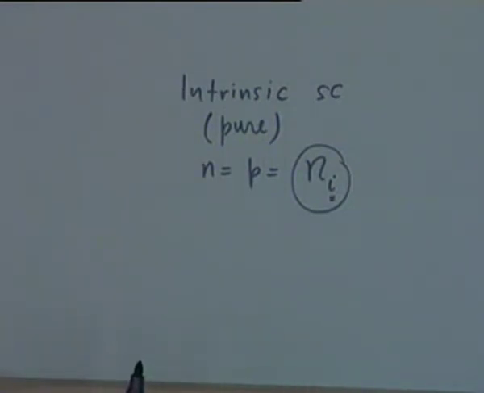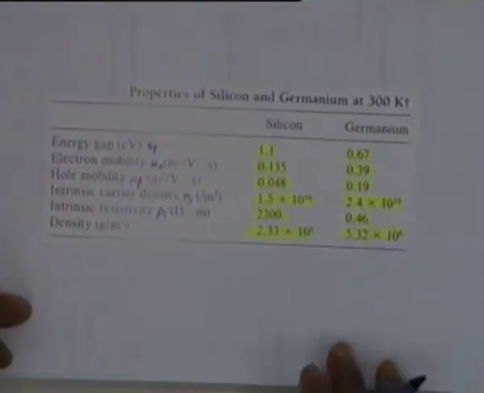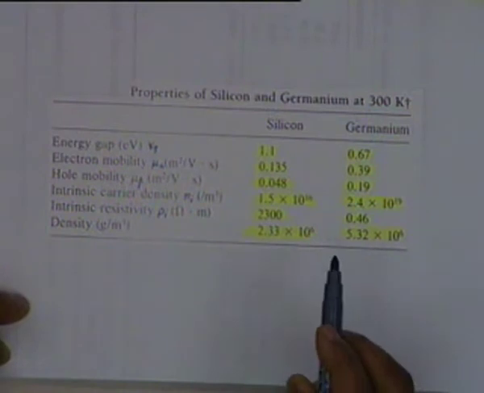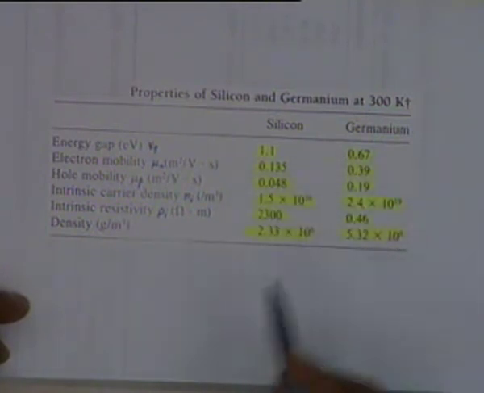Before we go into the intrinsic semiconductor, we would like to have a look at the two elements. Can you see this on the monitor? Can you see these figures clearly?